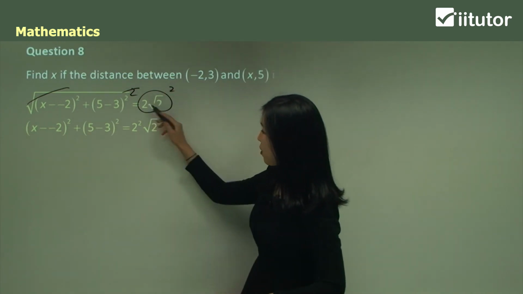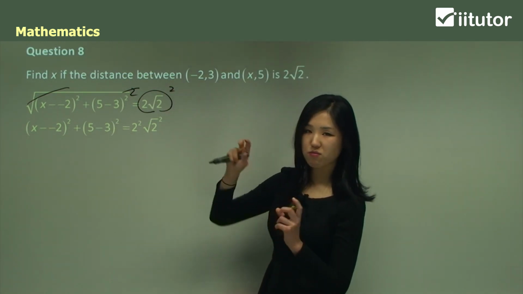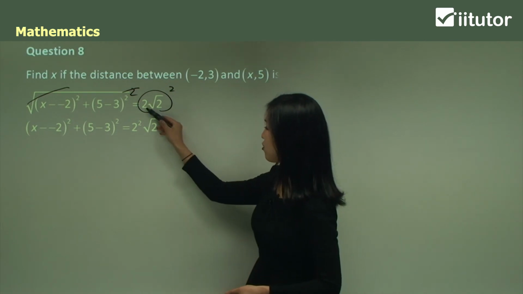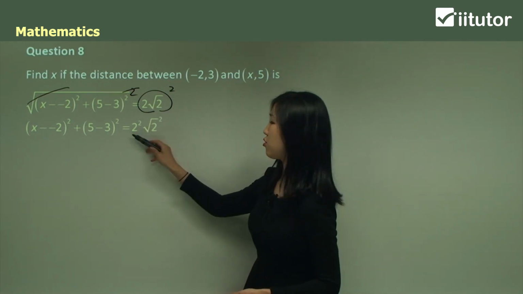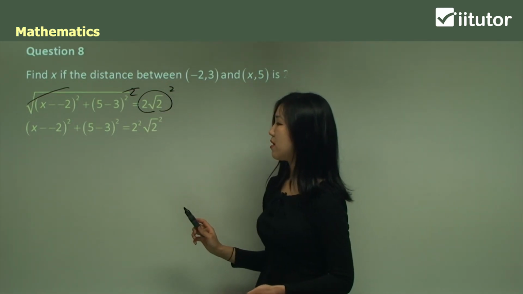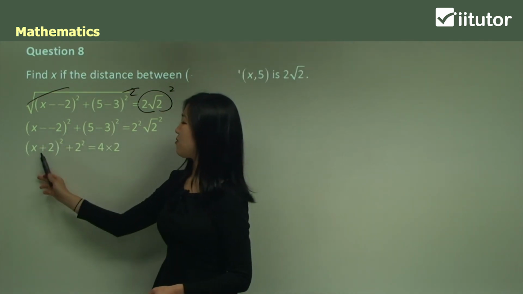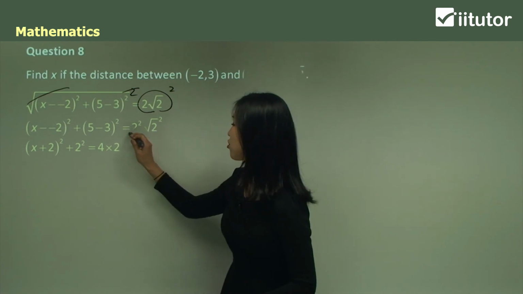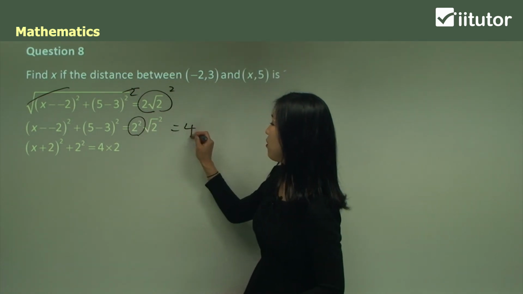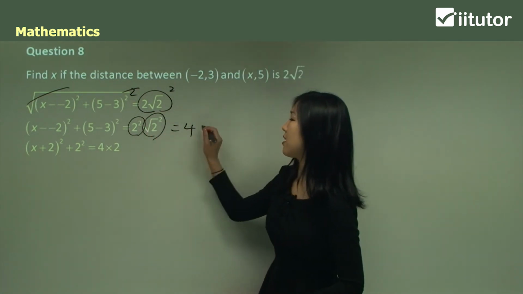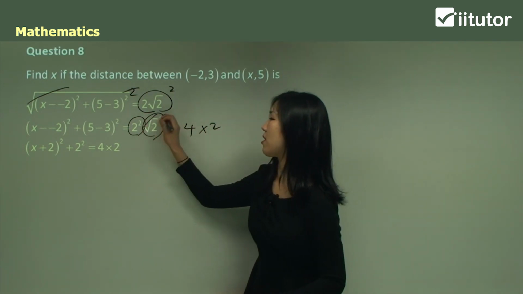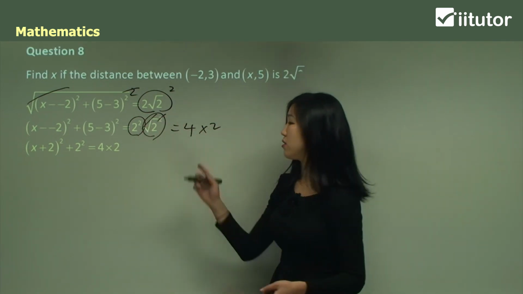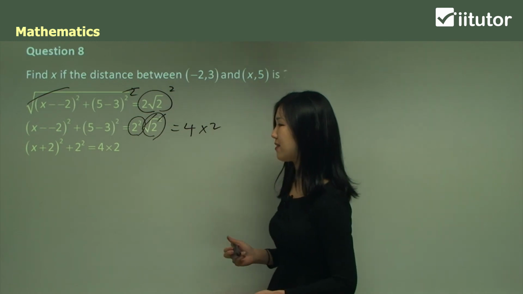So make sure you square both terms. Make sure you square 2 and the root 2. So 2 squared times root 2 squared. Simplify. Negative negative makes a positive. 5 minus 3 is 2. And then you know that 2 squared is 4 and root 2 squared is just 2. Square root and the square cancels. So I just have 4 times 2 left on my right hand side.